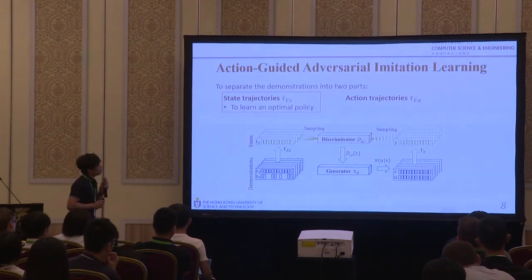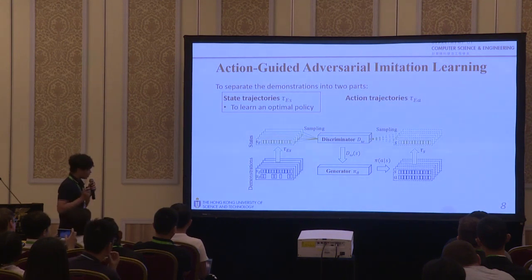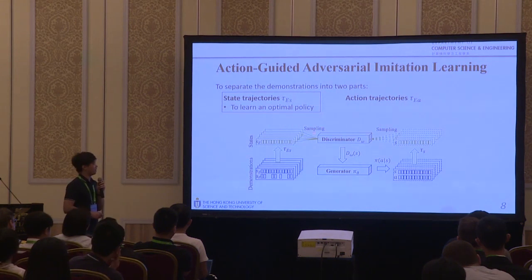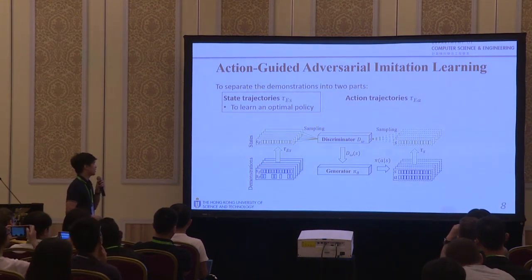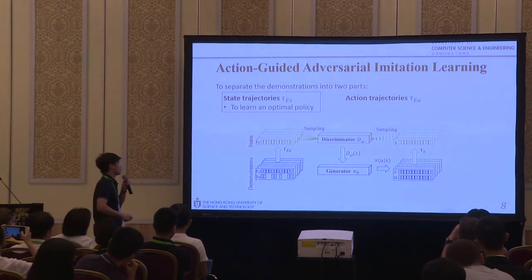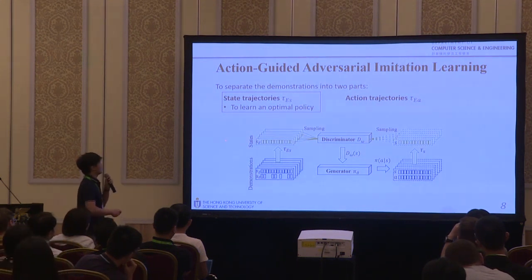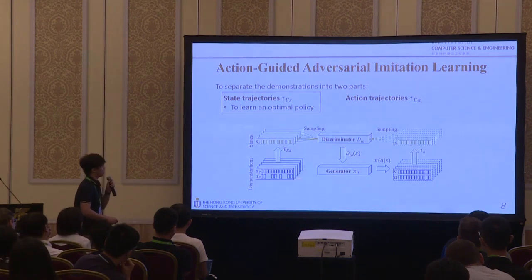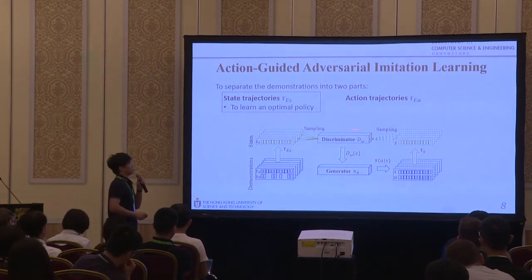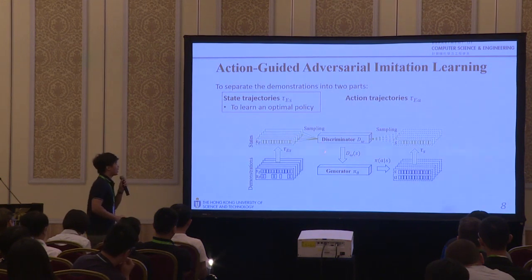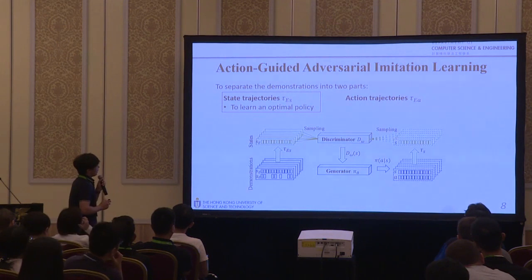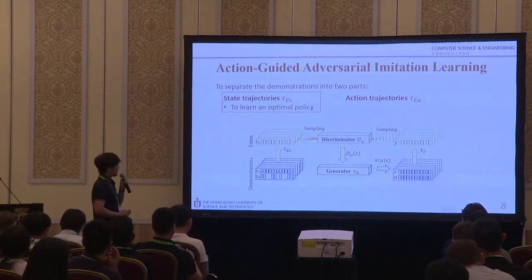Based on this theoretical analysis, we propose this algorithm: action-guided adversarial imitation learning. The idea is very simple. I have already shown that we can learn a policy from the state trajectories, so we can directly separate the demonstrations into two parts. The first part is the state trajectories, and the second part is the action trajectories. I will come back to the action trajectories later. Now we can use adversarial imitation learning to learn a policy from the state trajectories only. Then how about the action trajectories?